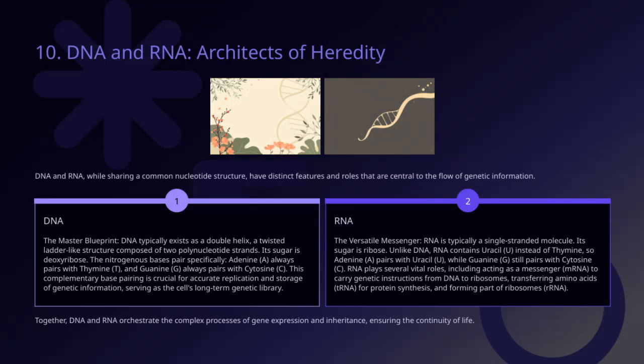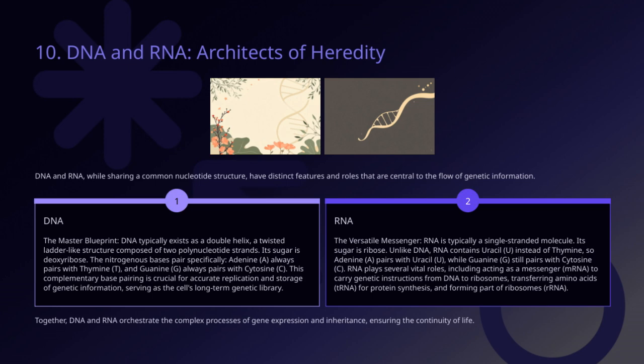Now, moving on to slide 15, let's talk about RNA. RNA is typically a single-stranded molecule, which makes it quite versatile. Its sugar is ribose, unlike DNA, which contains deoxyribose. An important difference is that RNA contains uracil, or U, instead of thymine. So in RNA, adenine pairs with uracil, while guanine still pairs with cytosine.